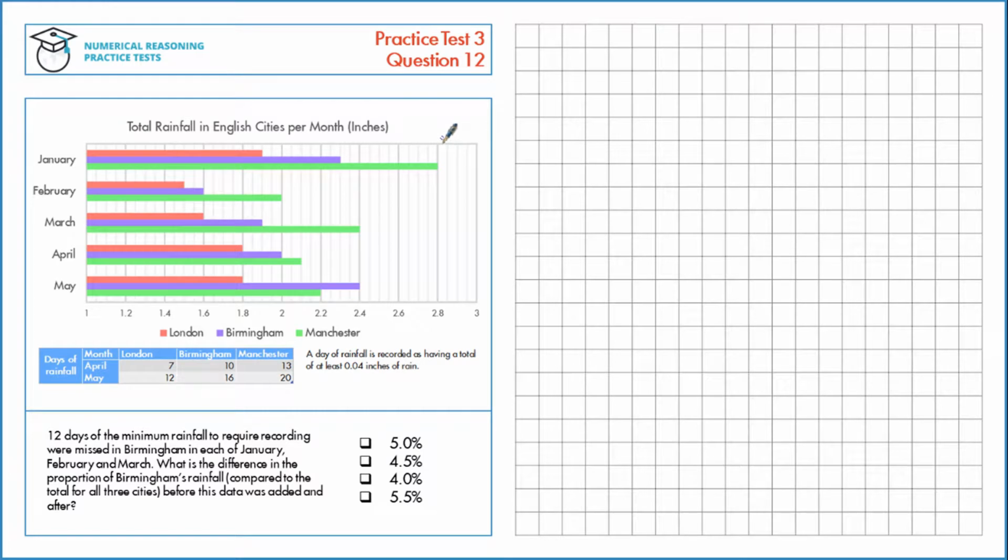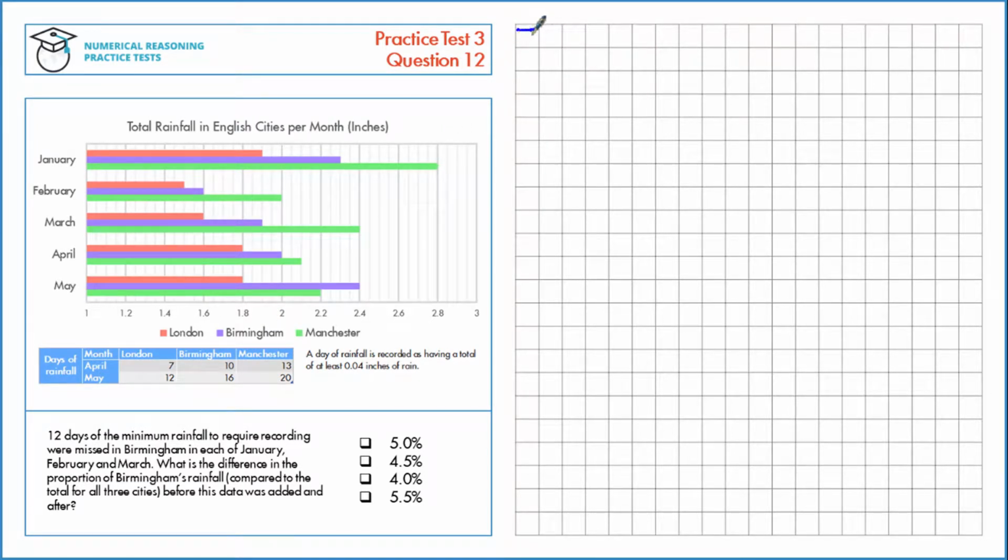Question 12. 12 days of the minimum rainfall to require recording were missed in Birmingham in each of January, February and March. What is the difference in the proportion of Birmingham's rainfall compared to the total for all three cities before this data was added and after? Let's find the original proportion of Birmingham's rainfall as a proportion of the total amount of rain.